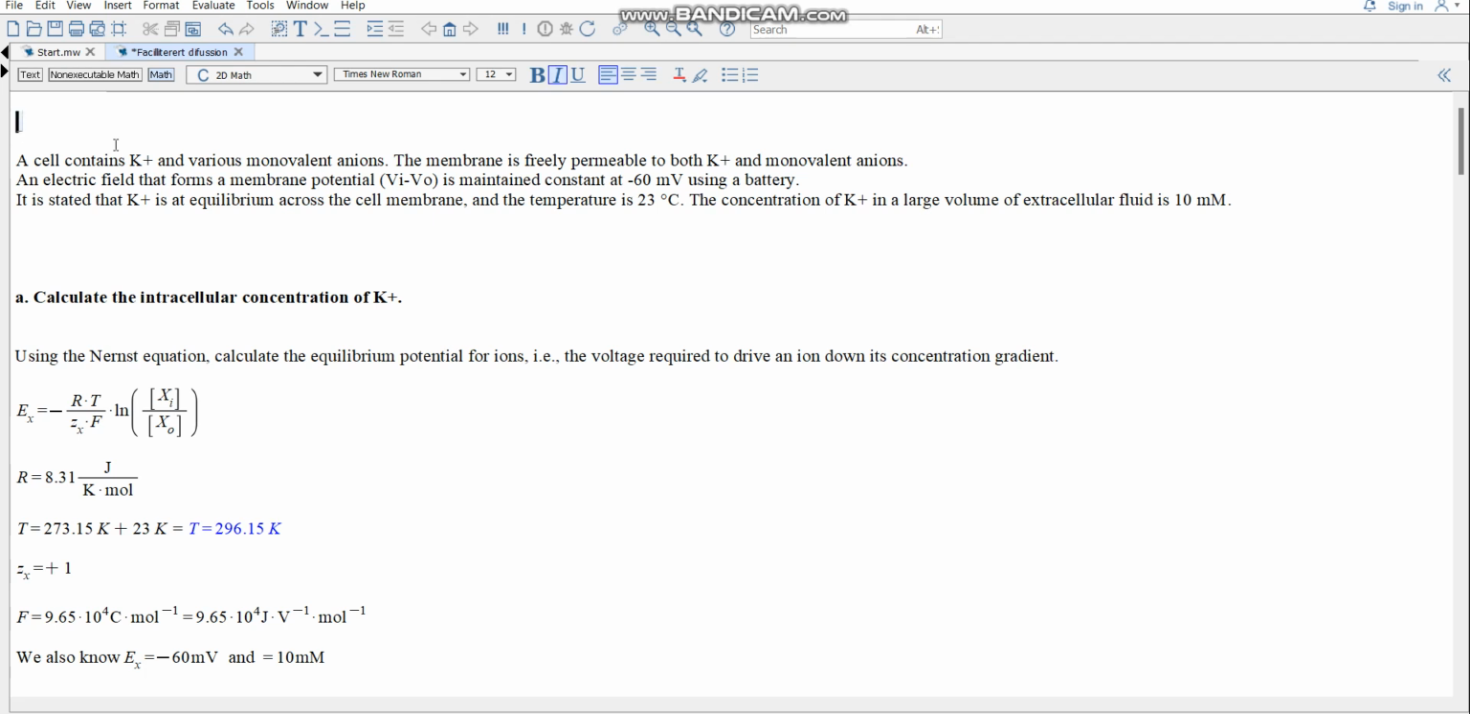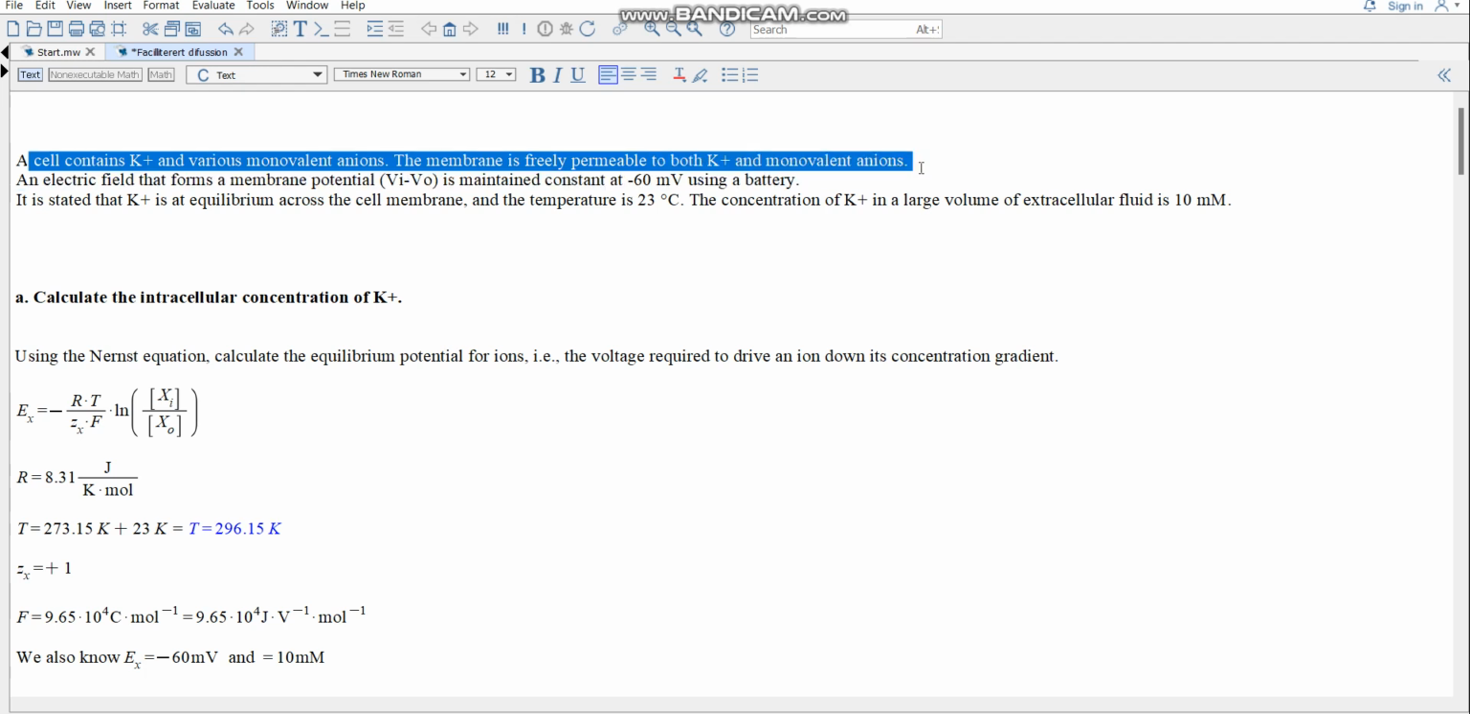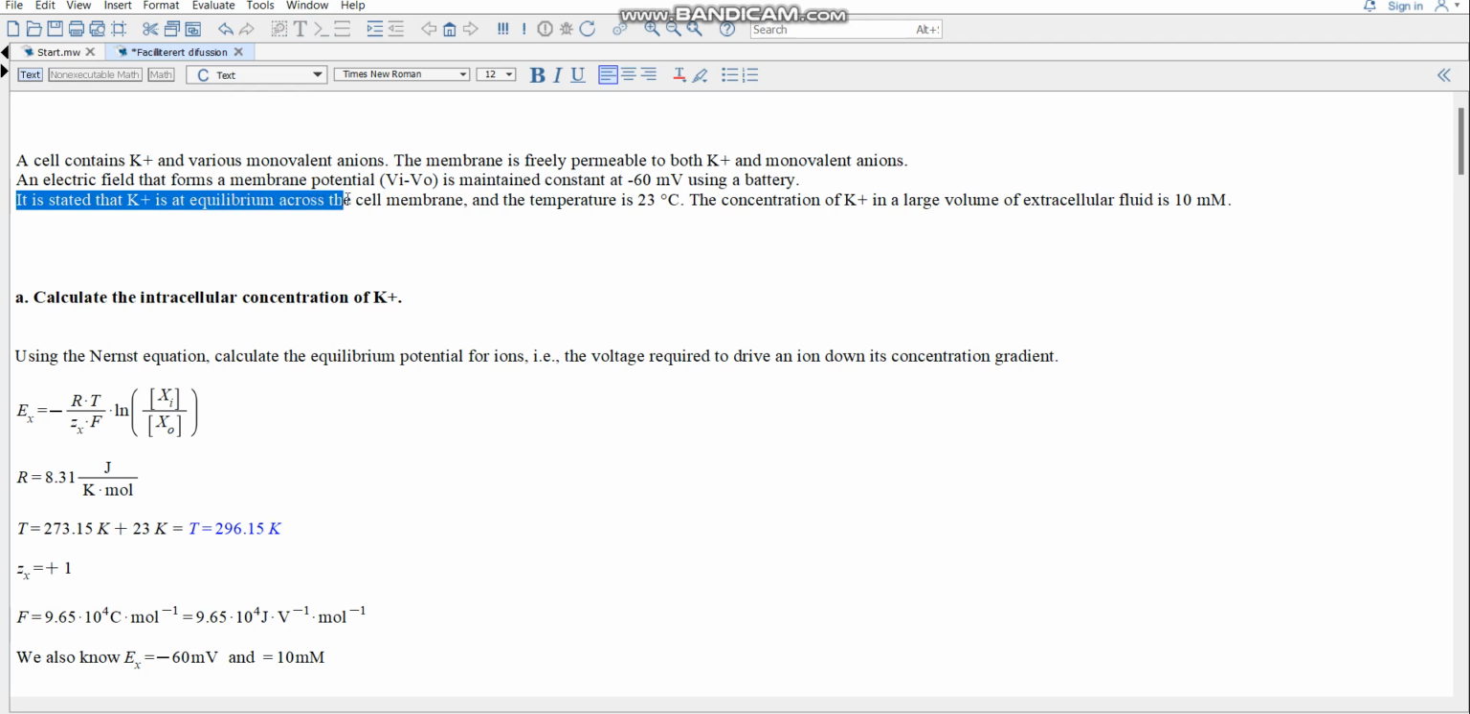So in today's video we're going to talk about facilitated diffusion, okay? A cell contains K plus and various monovalent anions. The membrane is freely permeable to both K plus and monovalent anions. An electric field that forms a membrane potential is maintained constant at -60 millivolts using a battery. It is stated that K plus is at equilibrium across the cell membrane and the temperature is 23 Celsius degrees.